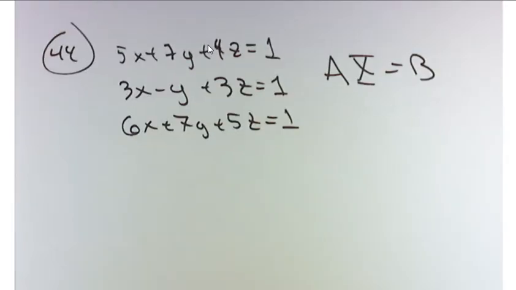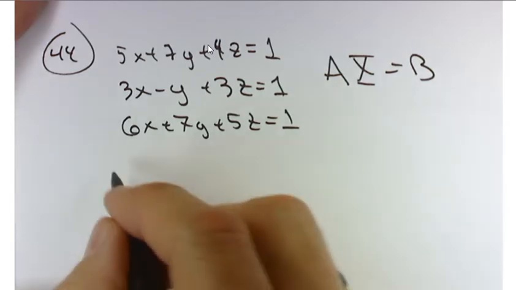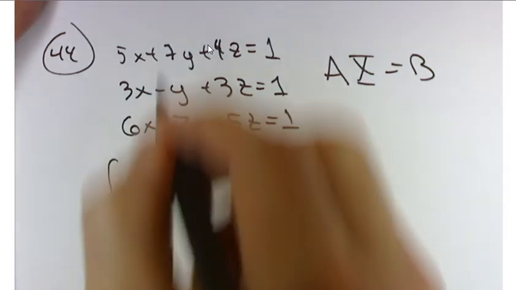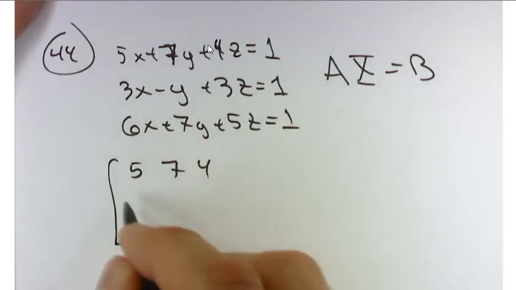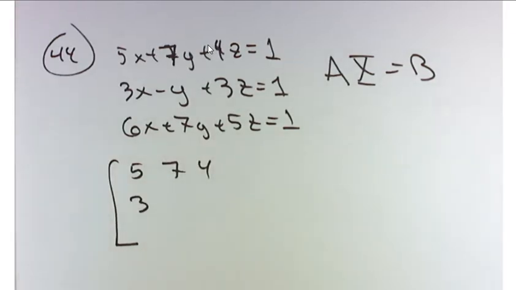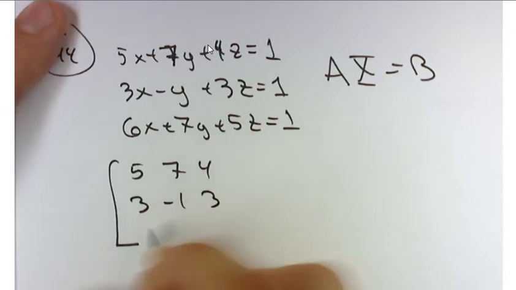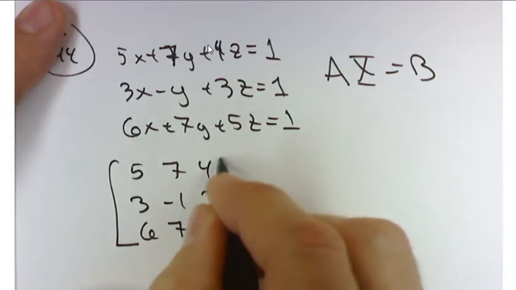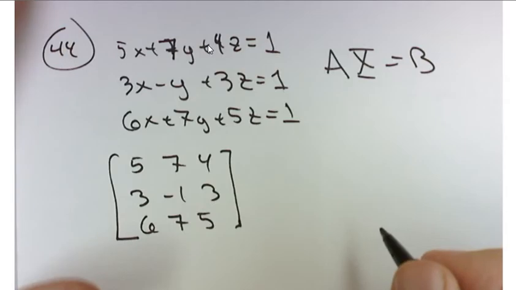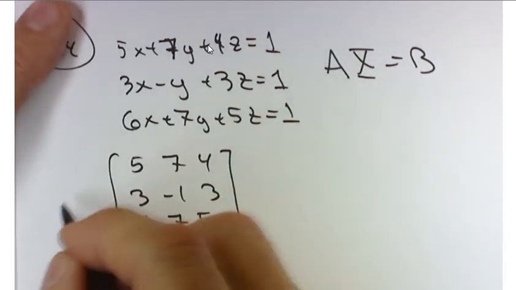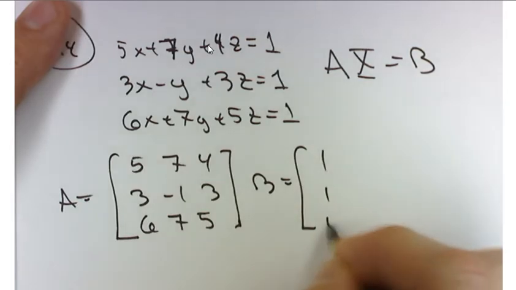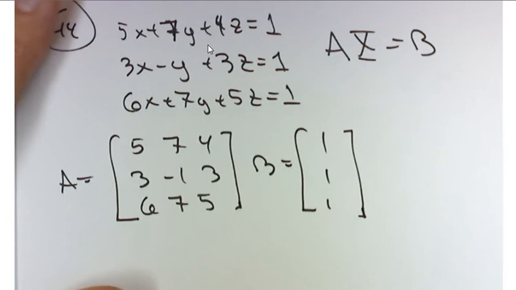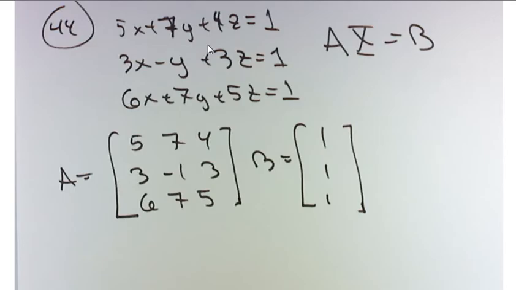Keegan, what would matrix A be for something like this? 5 7 4. And then 3 negative 1 3. Good. 6 7 5. Perfect. How about matrix B? What's that going to equal? Anyone? 1 1 1. So let's enter these into our calculator and solve a 3x3 system of equations faster than you've ever solved it.